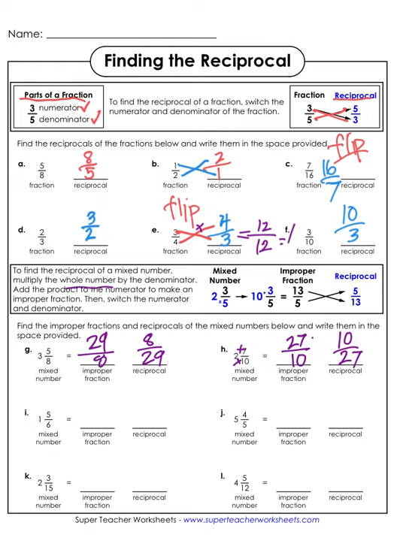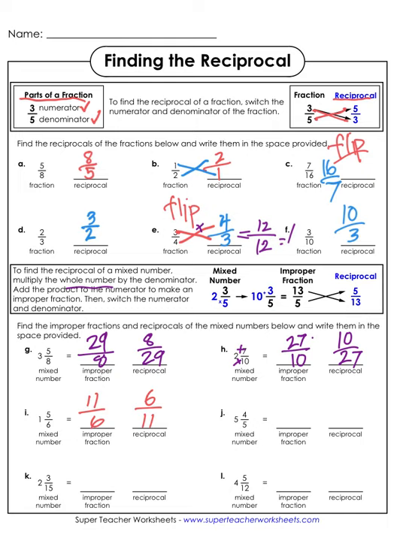Letter I, 1 and 5/6. I'm going to first turn my mixed number into an improper fraction by multiplying and adding. That gives me 11 as my numerator, 6 is my denominator, and if I'm going to find the reciprocal, I'm going to flip, which makes that 6/11.